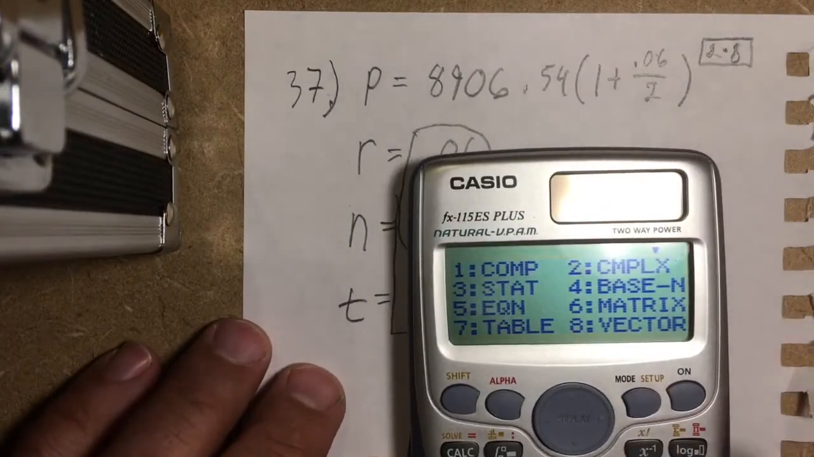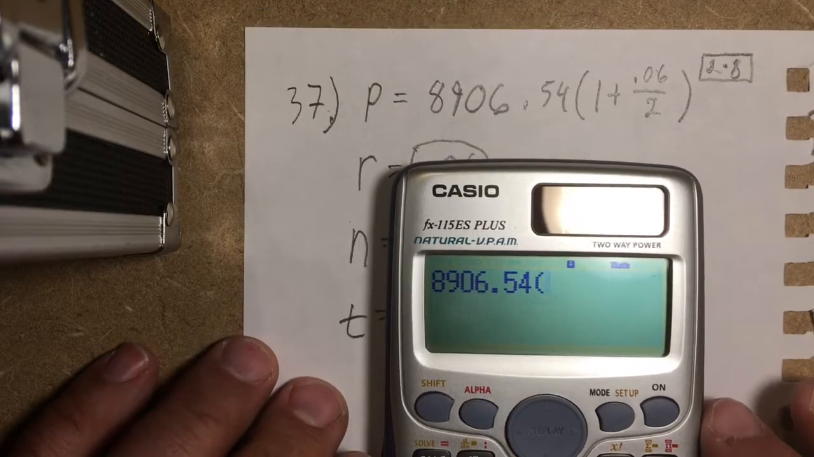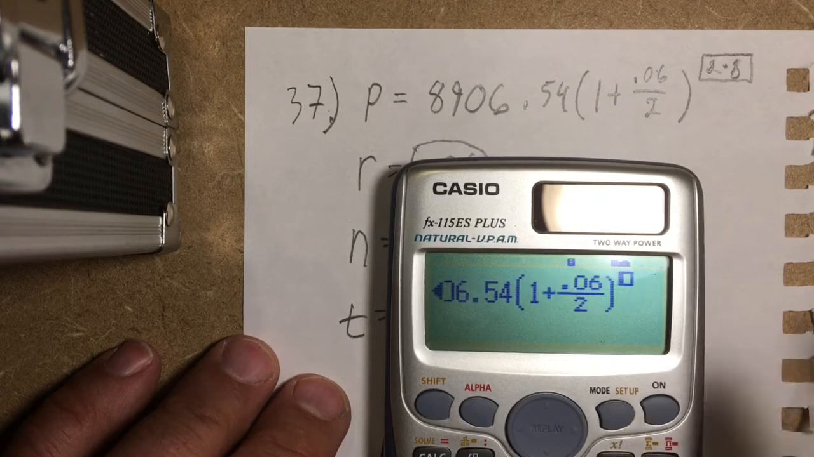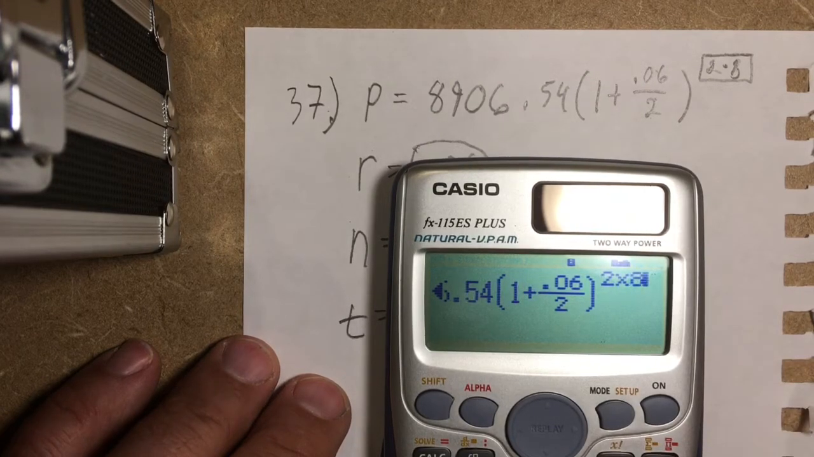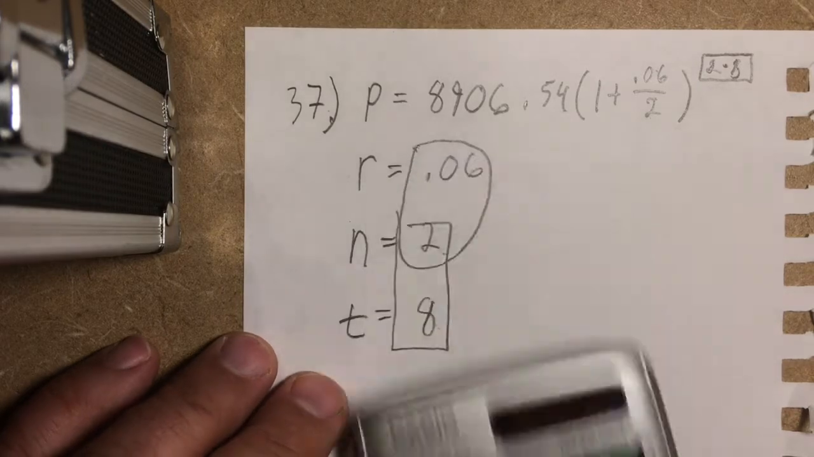Mode 1, normal computational mode. 8906.54. Parentheses, you just type it in like it looks. 1 plus the fraction bar, 0.06 is the rate, changed to a decimal, over 2. You have to raise it to the power of 16, or you can just do 2 times 8, and it'll tell you what the future value is, 14,292.38.